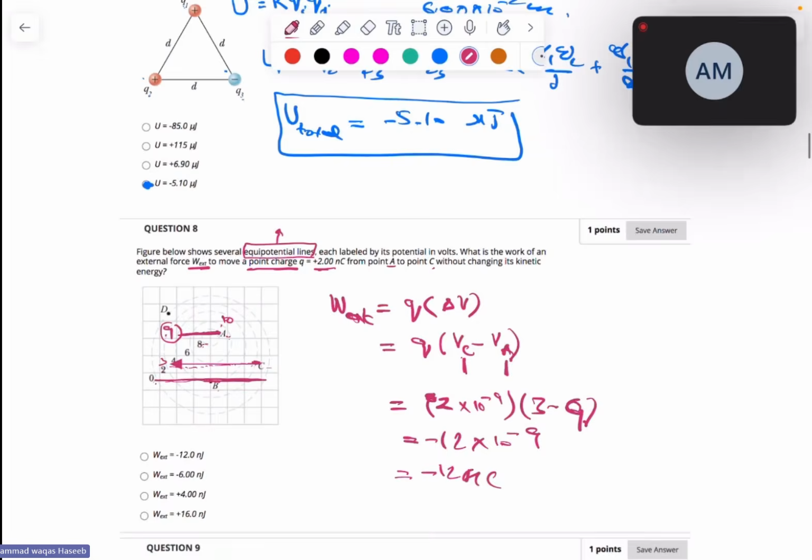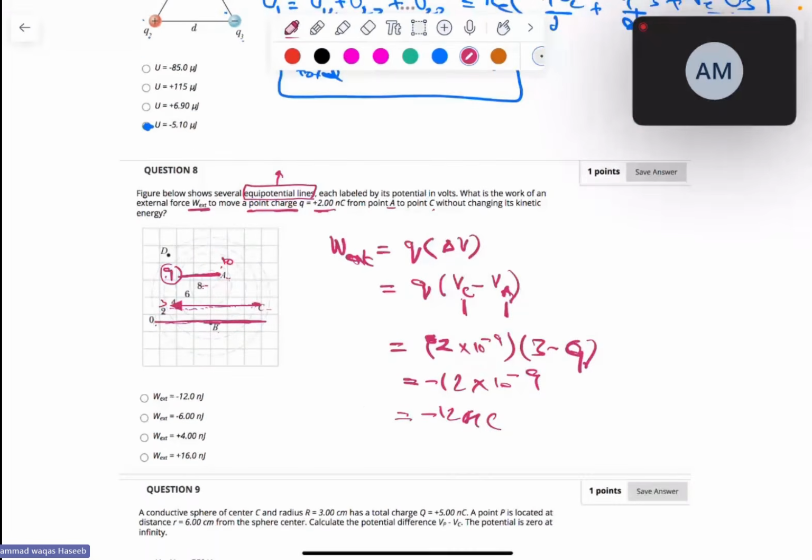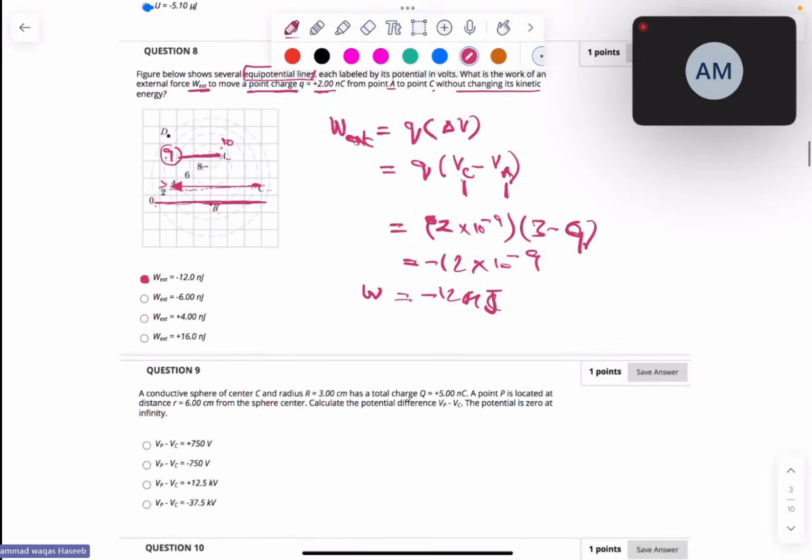Okay, so this is the work done, 12 nanojoule. This is the work done from the point A to C without changing its kinetic energy because these are equipotential surfaces.